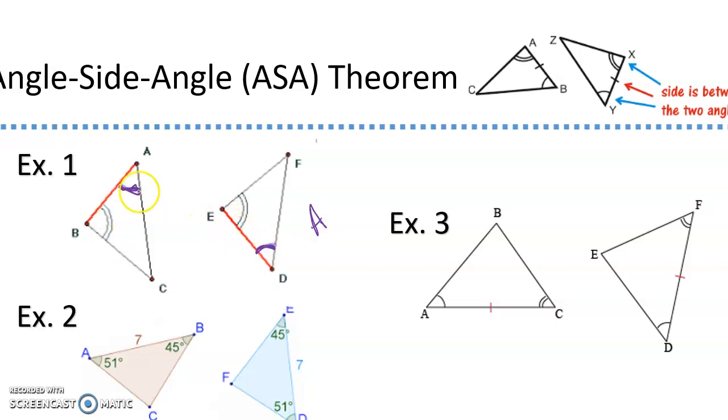Next, we have a side, AB here is congruent to ED here. And instead of using the tick mark this time, they just did it red. So there's our side. And then angle B here is congruent to angle E here. Angle, side, angle. You'll notice in example 2, sometimes they're going to actually give you those measurements instead of just the geometric notation.